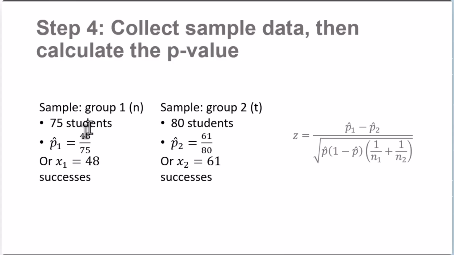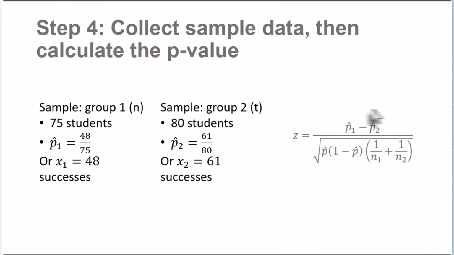That would be N1. Group two has a sample size of 80. And P1 hat is 48 out of 75. P2 hat is 61 out of 80. And we could also write these as X1 being 48 and X2 being 61. Those successes in this case are the people who passed the class in each of those groups.